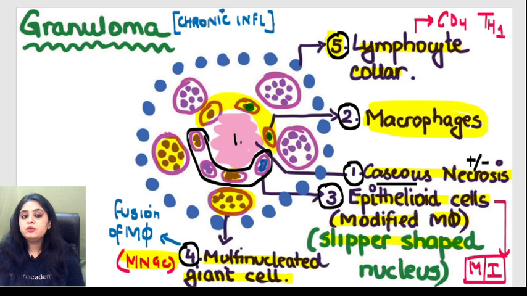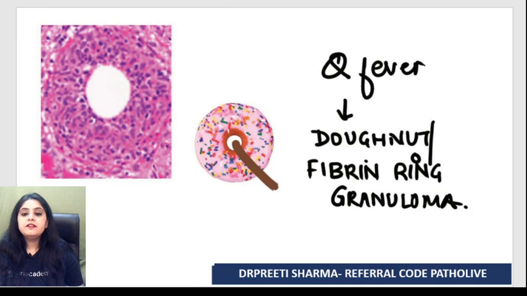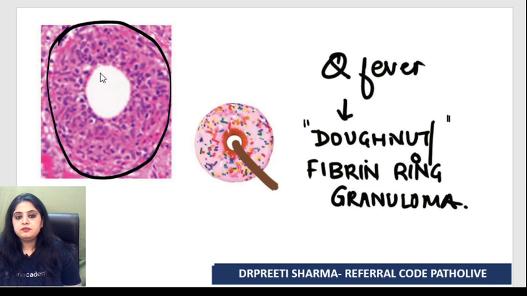What else do we have to know? That is the different shapes of a granuloma. First, if you end up seeing a granuloma which looks like this, what is this? It's known as a donut shape. Obviously, the granuloma looks like a classical donut, but that's a very fancy name. What's the ground reality name? It's made up of fibrin. It's a fibrin ring granuloma.